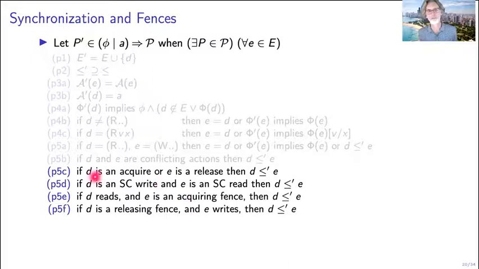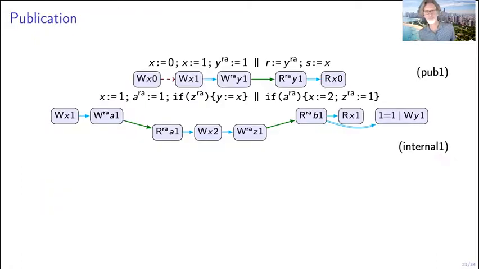You just need to add a few constraints. In particular, if you look at the first constraint, we just say, well, if the new event I'm adding, D, is an acquire, and the old event is a release, then I need to order them. And there are some similar things here for other things like sequentially consistent reads and writes and fences. Anyway, if you do this kind of stuff, you get the correct result.